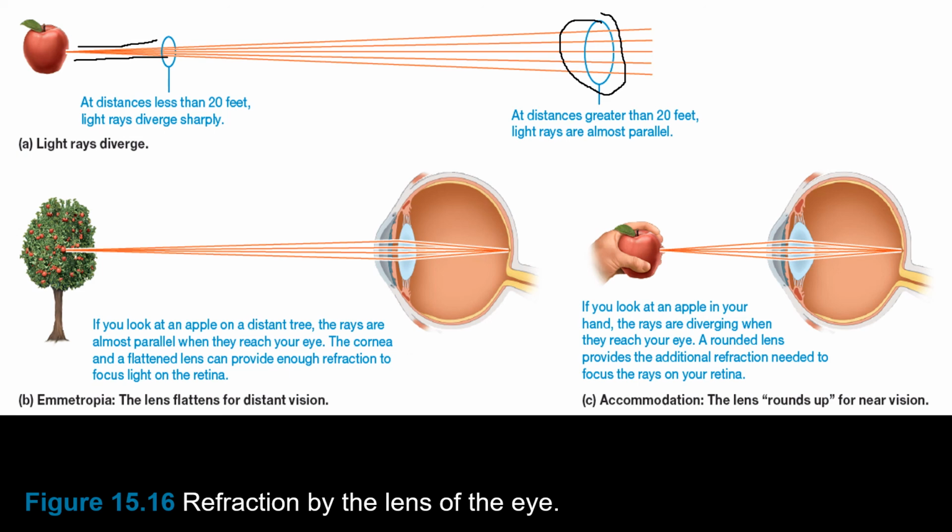And what happens here is the lens actually changes its shape from flattened to round in a process called accommodation. So when this lens is now rounded, its curved surface refracts light to a greater extent, allowing it to focus on the retina. So this is that far vision versus near vision.